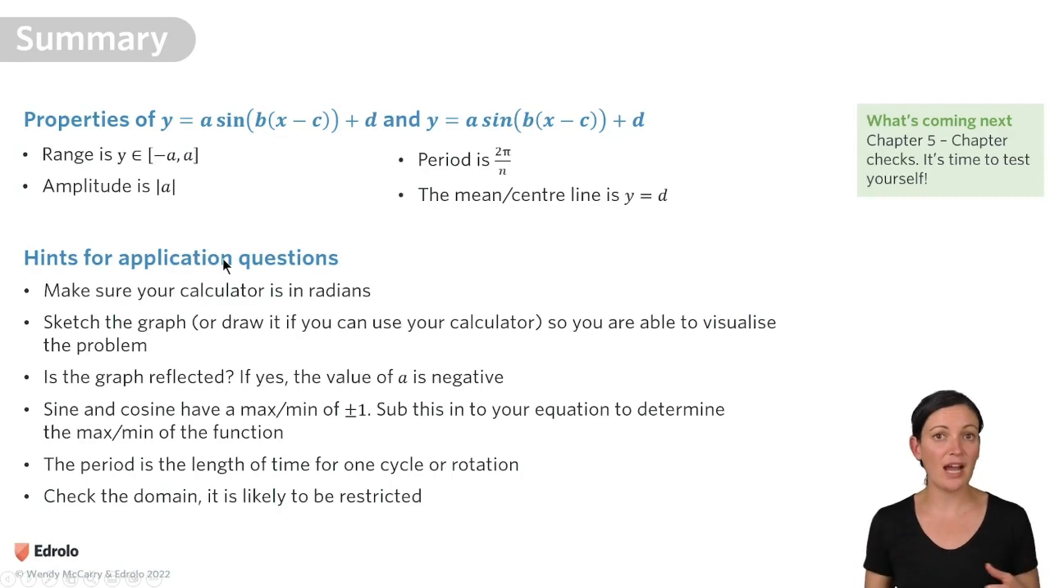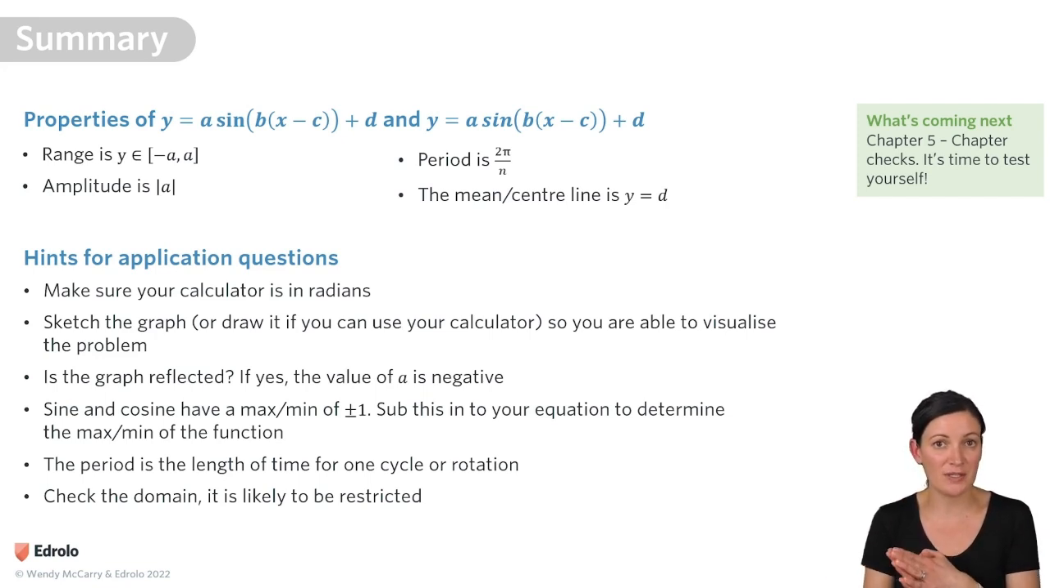Okay, guys, so here's a summary of what we've done so far. I've just restated there the properties of sine and cosine for you. These come in really handy when you're answering your application questions. And then I've got a few hints for you, things to take note of when you're answering these questions. So first off, always make sure your calculator is in radians. If you can, sketch the graph or use your calculator to give you an image of the graph. Make sure you check to see if the graph is reflected. Often, as you've seen with cosine, it is a reflection. So make sure you take note of that.